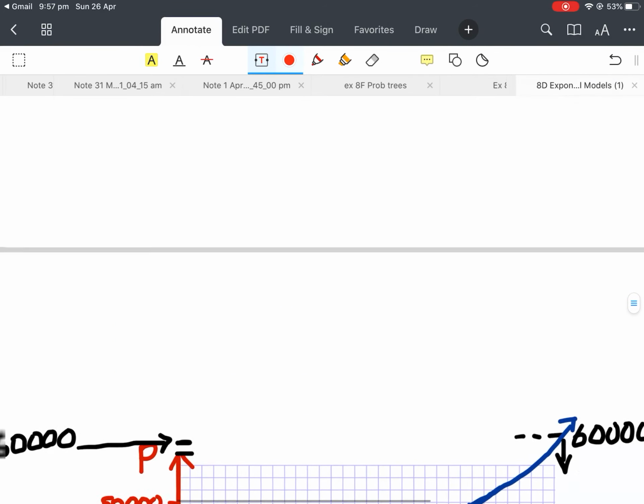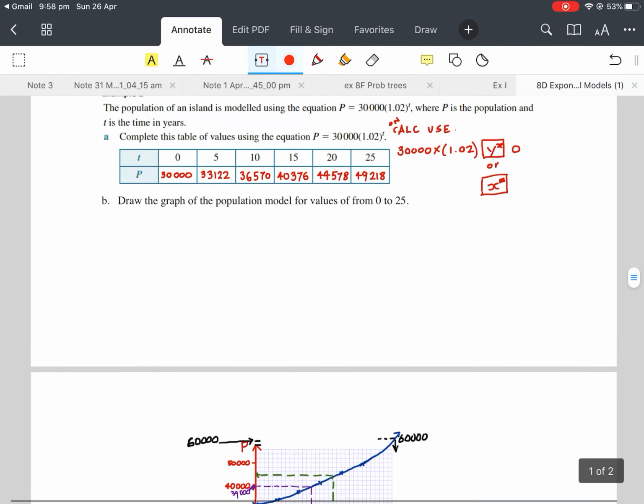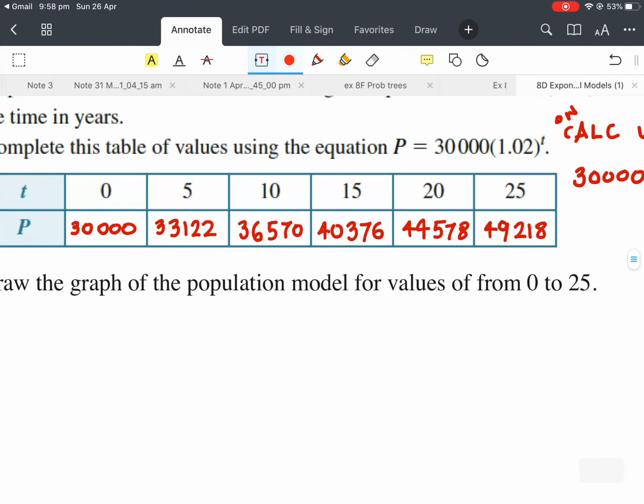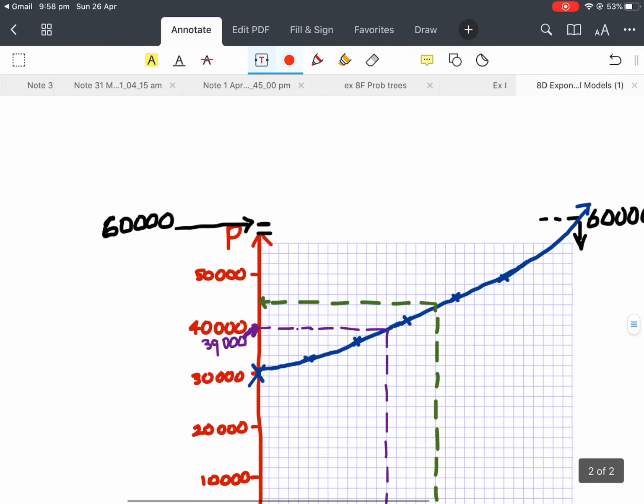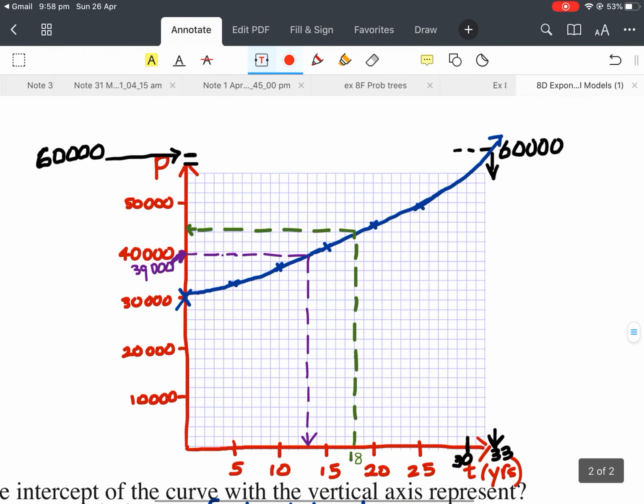So I have taken my table from up here, there it is, and I've put all of those numbers into my graph. So I'd like you to stop and pause the video and try and do that yourself, because you have to be able to do this on your own. Once you're finished, you can restart again.